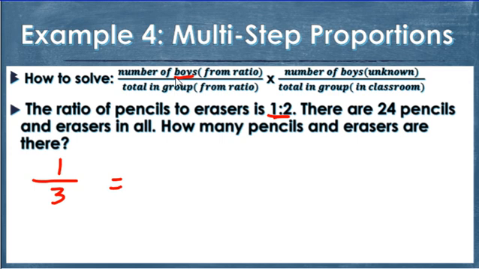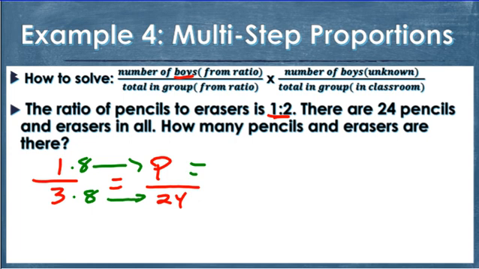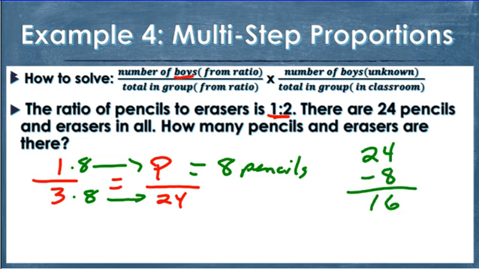And there are 24 pencils and erasers, so total, that's our bottom, 24. We want to find out how many pencils there are. We're going to use a simplified form because 3 and 24 work. 3 times 8 is 24. So 1 times 8 gives me P. That would be 8 pencils. If I know there was 24 total, I can subtract the number of pencils, 8, and that would give me 16 erasers.